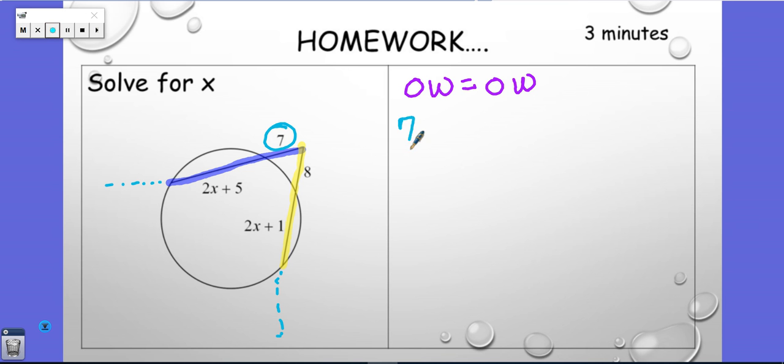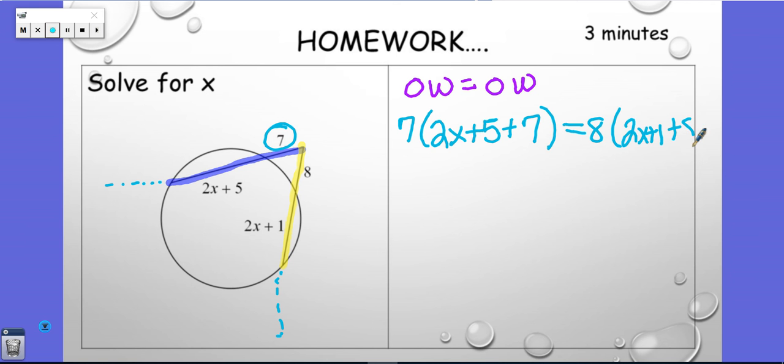So outside is 7 times the entire blue line. So you get 2x plus 5 plus 7. Hold on, plus 7. That goes in parentheses. Equals, and we're going to do the same for the other side. Outside is 8. Open the parentheses, and then you need to put the whole in parentheses. So that would be 2x plus 1 plus 8.